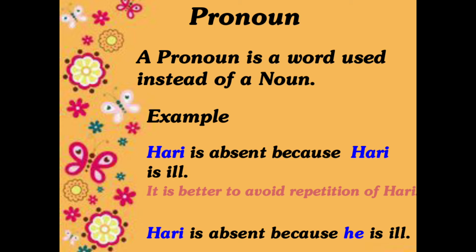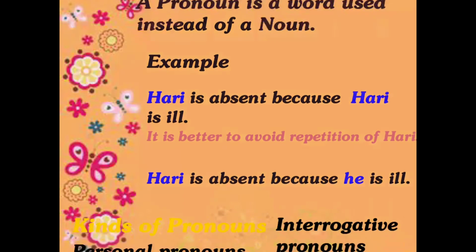Come, let us learn the pronouns and their kinds. A pronoun is a word used instead of a noun. For example, Harry is absent because Harry is ill. Here, the name Harry is repeated again and again. So, to avoid the repetition of Harry, we can use a pronoun instead of the name. Harry is absent because he is ill.